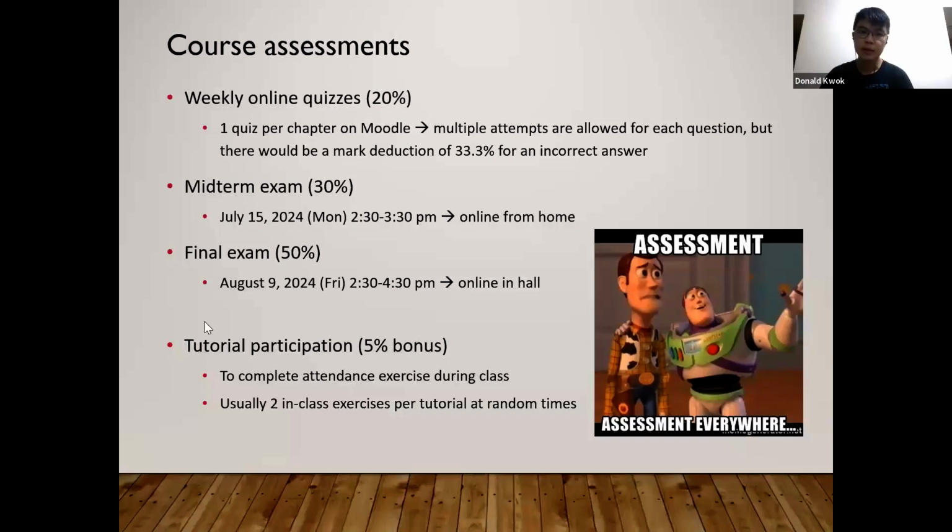The next thing about the assessments will be the tutorial participation, which accounts for 5% of the bonus points. What is this? You will have to complete some attendance exercises during each tutorial. Usually there are 2 in-class exercises for each tutorial, which are open at random times. The score of the tutorial attendance exercises will be counted towards this 5% bonus points. We will count the best 10 attempts over the 12 tutorials towards this 5%. So this will be the arrangement of the course assessments.